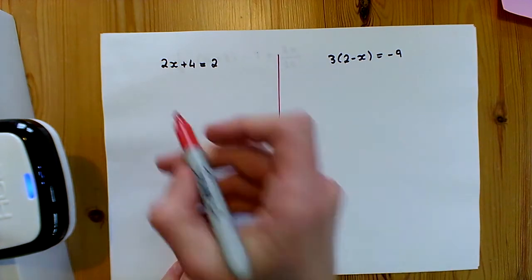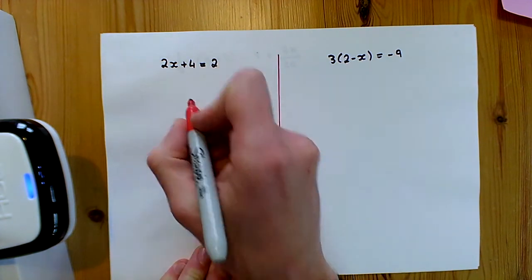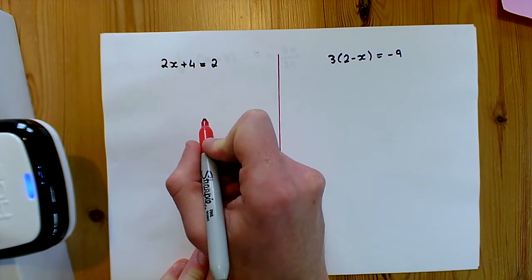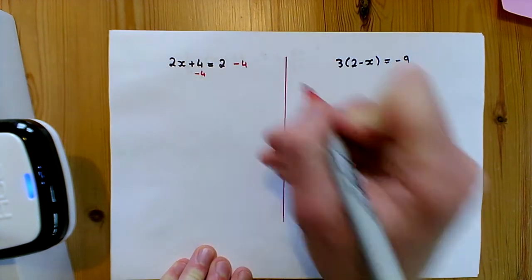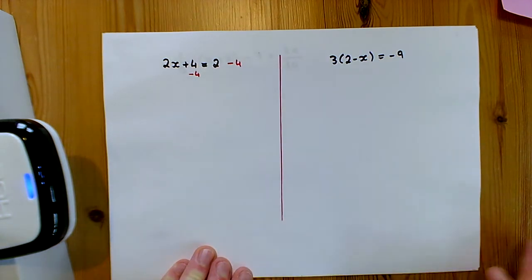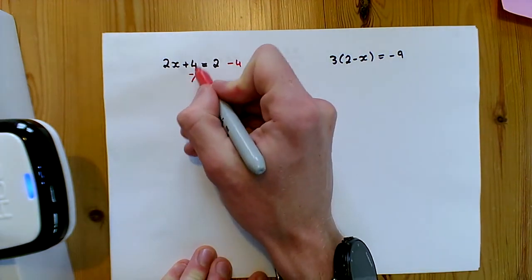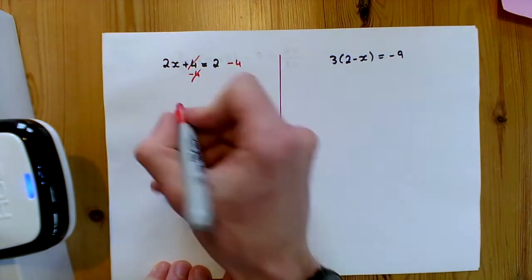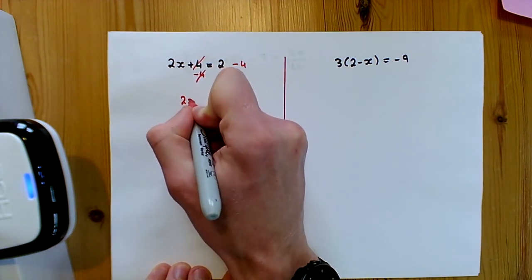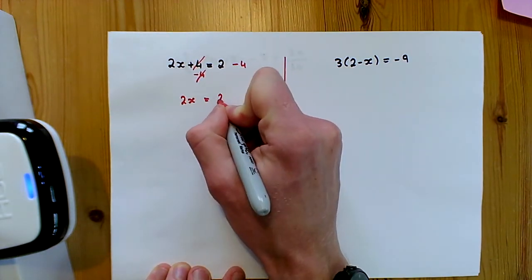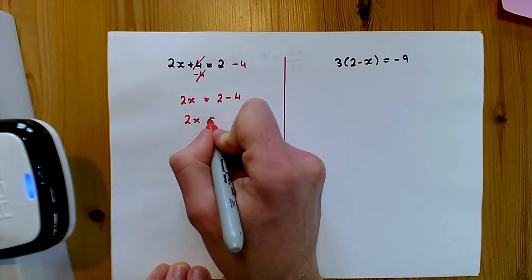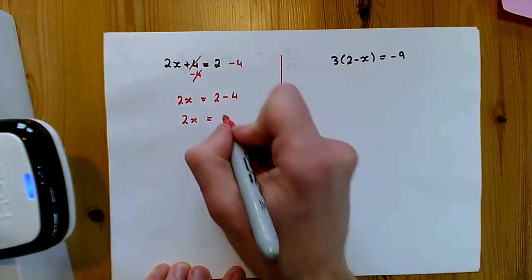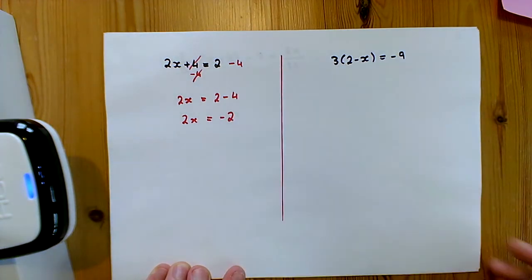So at the moment I have a plus 4 on the left hand side of the equal sign. If I want to move that, I will have to subtract 4 from both sides, or another way that perhaps we've heard it is that you're moving it over the equal sign, and when we do that it changes sign. Okay, so what we should have here is that 2x is equal to 2 minus 4. 2x is equal to 2 take 4, well, that leaves me with minus 2.